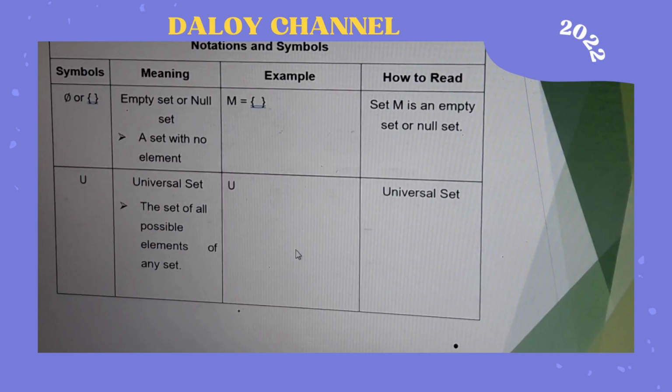Okay, another symbol is a kind of capital letter O with a slash, or open and close braces. It means an empty or null set, a set with no element. Example, M is equal to open and close braces, so it is an example of an empty or null set. Capital letter U is known as a universal set, the set of all possible elements of any set. It is represented by capital letter U.